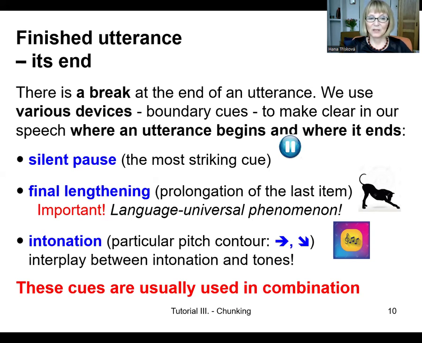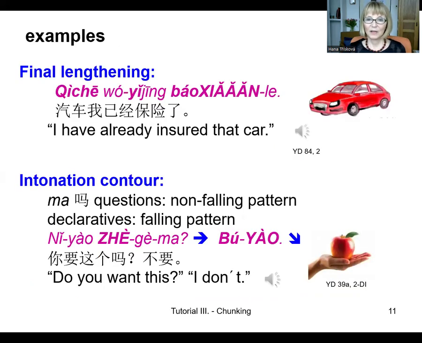And finally, there is some intonation contour, especially at the end of the unit. It can be, for instance, non-falling or falling. And remember, there is a rather complex interplay in Mandarin between tones and intonation. These cues are usually used in combination, you don't use just a single one, but the whole bunch of them. Here are further examples. In the first sentence, you will hear a quite distinct prolonging of the syllable xian.